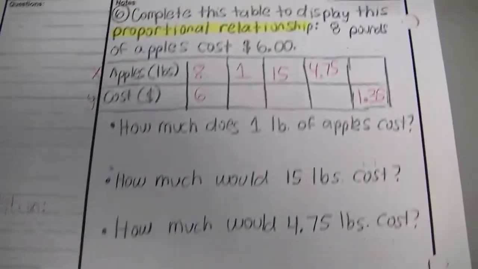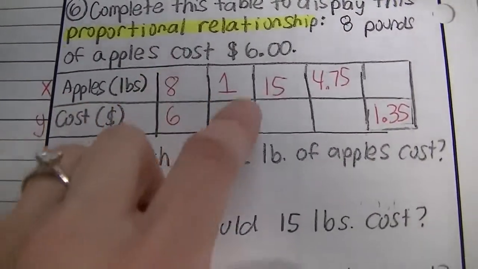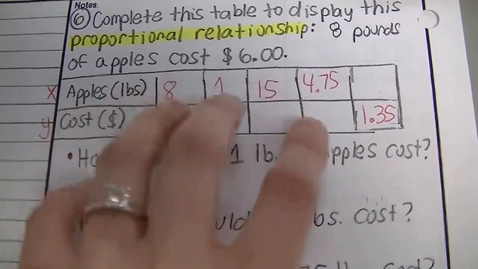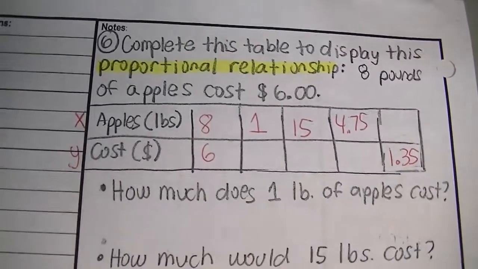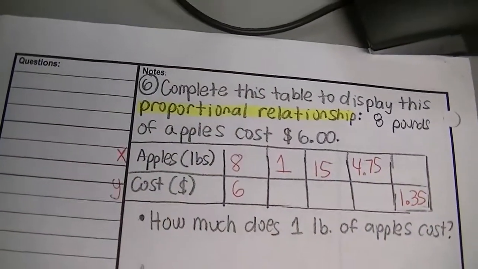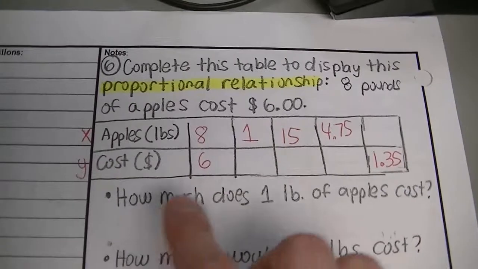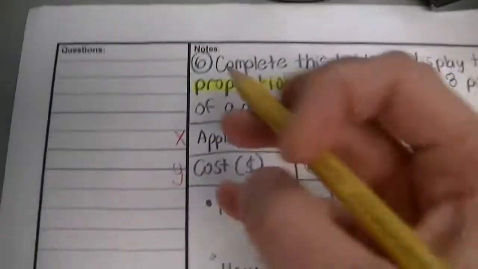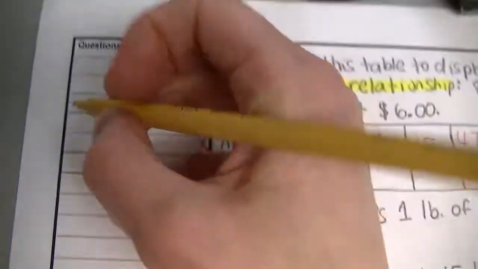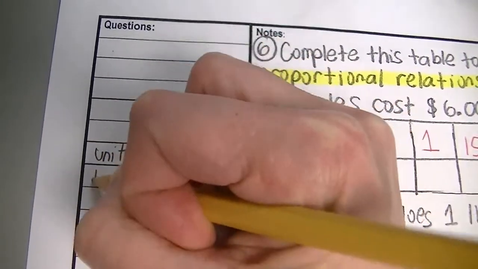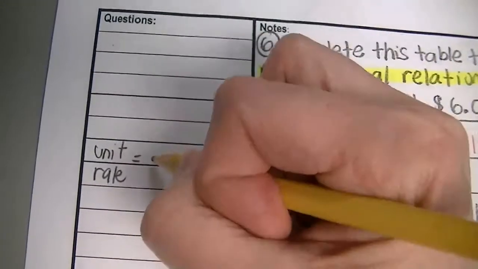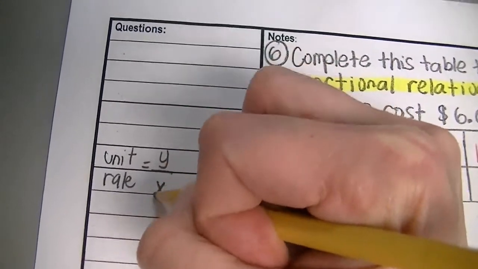So since we're already on number 6, I'm not going to necessarily make you do that for every single one of these. Find each one of the values, okay? Because we're going to just start with what they give us. So off to the side over here, I'm going to go ahead and write down the unit rate, because there's not much room. So to find the unit rate, it's y divided by x.